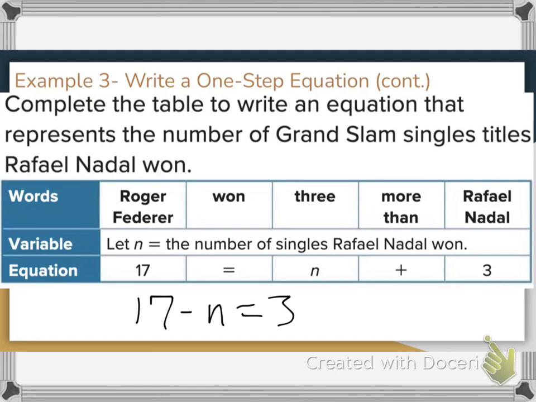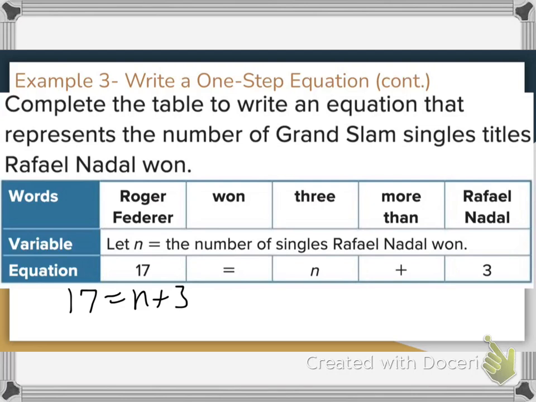Okay? But for today's purposes, we're doing one-step equations. If you wrote it like the one that I wrote there, that would actually be 2 steps to solve that equation. So let's deal with the equation that the book gave us. This is only going to take us one step to solve. So first off, is there any confusion or questions how the book got 17 equals n plus 3? No. The number that Nadal won, which we don't know yet, plus 3, because that's how many more Federer won than Nadal, equals 17, which was the record. So, the book completed the table for us to write the equation.